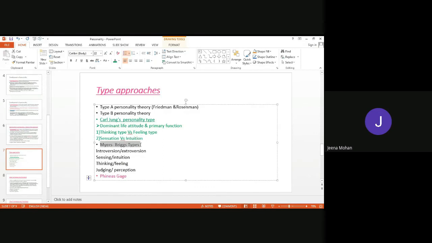So he identified four categories. So what are the four categories? Extroversion, introversion, then sensing, intuition, thinking, feeling, and judging, perception. So to find out the personality type, he introduced the Myers-Briggs Type Indicator. So he mentioned a type indicator.